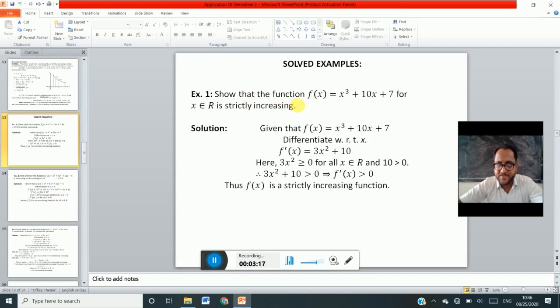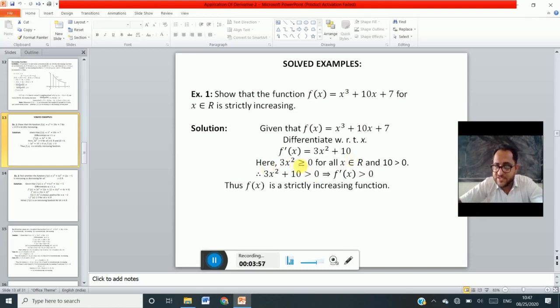Show that the function f of x equals x cube plus 10x plus 7 for x belongs to R is strictly increasing. Very easy examples are there, but try to understand this very carefully. The given function is x cube plus 10x plus 7. We have to show that the function is strictly increasing. That means we have to show that the derivative of this function is greater than or equal to 0. Right? So first of all, we have to find the derivative. So f dash x equals what? 3x square plus 10. Right?